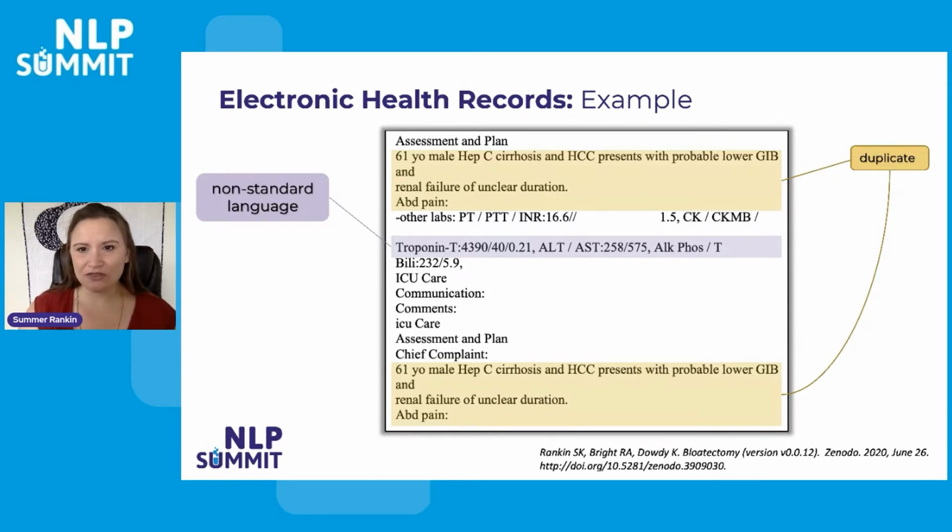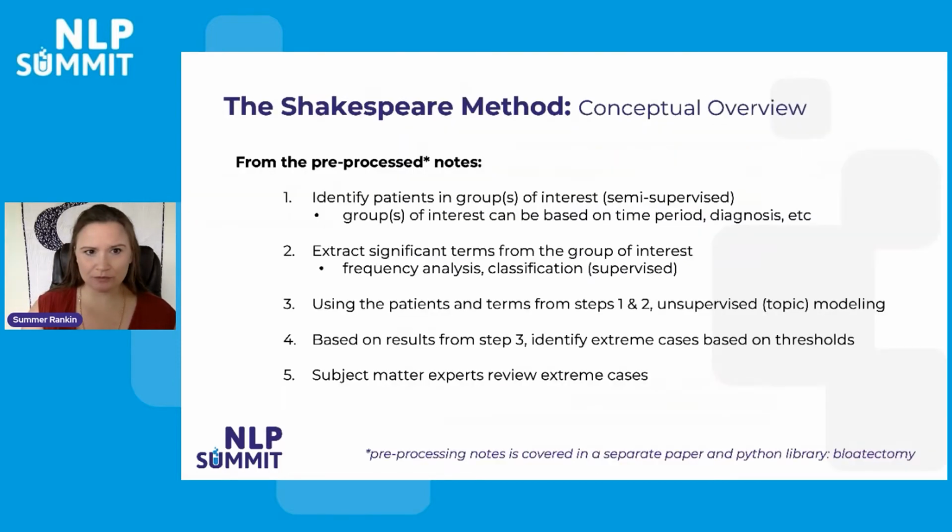And so let's just take an overview of what we're going to be talking about. So the Shakespeare method, the pre-processing, I'm not going to go into more detail than I already did, but you can see the paper or bloatectomy for more detail on that. The first step in this method is that you have to identify a group of interest. And this group of interest can be based on really anything. We tested it first with a treatment-based group, and then on a time period. So we tried to simulate a real-time scenario of detecting an adverse event or adverse events in general.